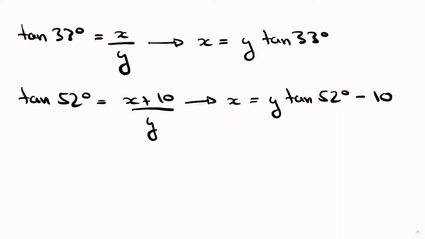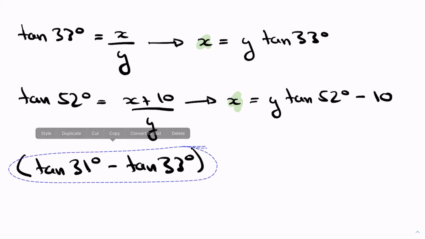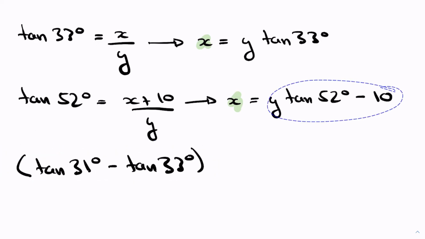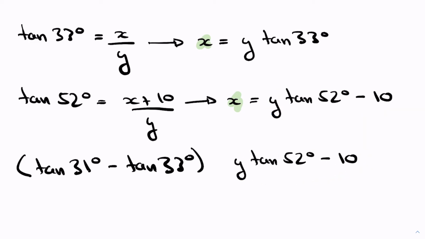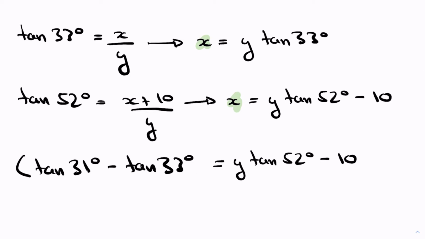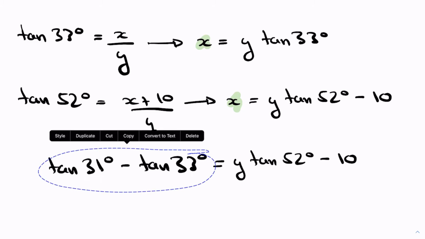I did a whole bunch of steps in there, so please make sure you understand what they were. The good thing is that they're both equal to x now, so I can equate them to each other. I'm going to copy this and paste it over here, and the same thing with this side. Because they're both equal to x, they're equal to each other.